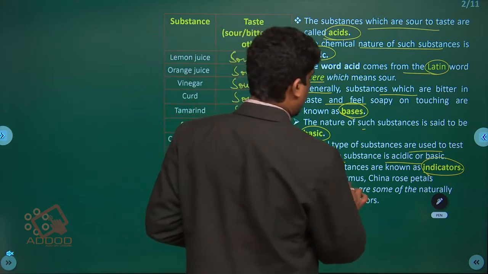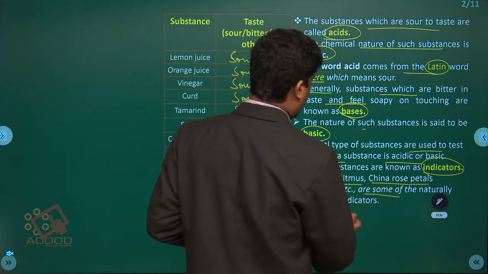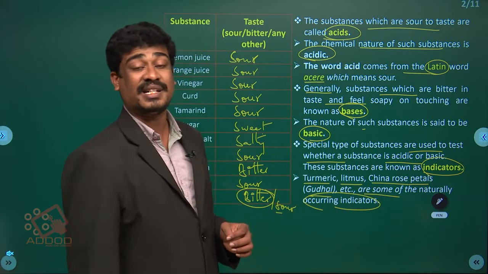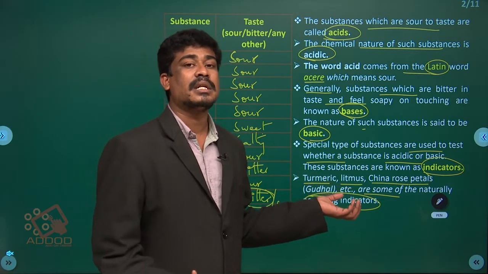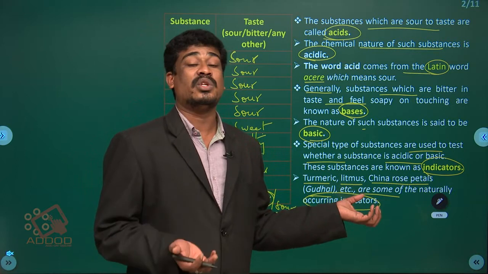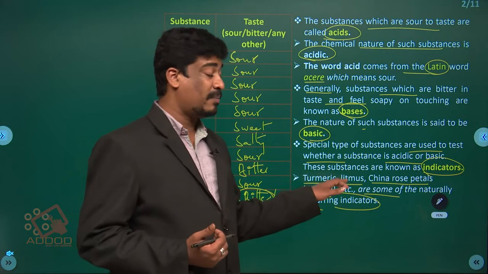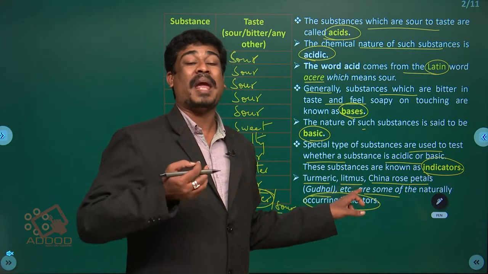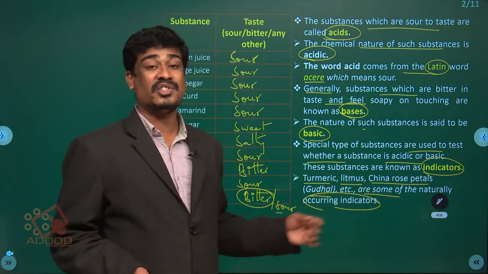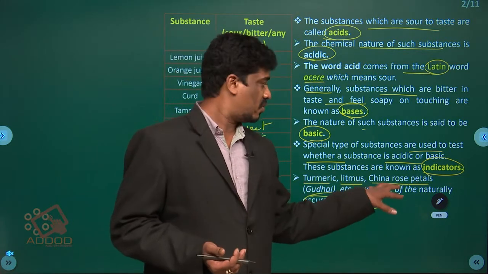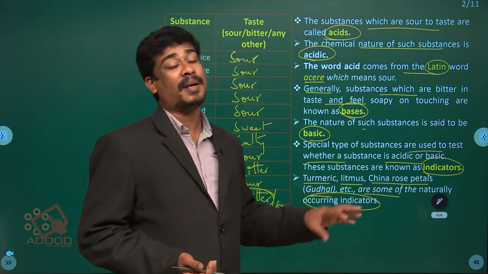Turmeric, litmus, and China rose petals are some of the naturally occurring indicators. We can test the chemicals with natural substances; turmeric is a natural substance, isn't it? So we can test whether the substances are acids or bases by using turmeric, and even litmus paper. Litmus is a paper prepared from the lichen plant. China rose, in general, we can call hibiscus. By the China rose petals we can test acids and bases.